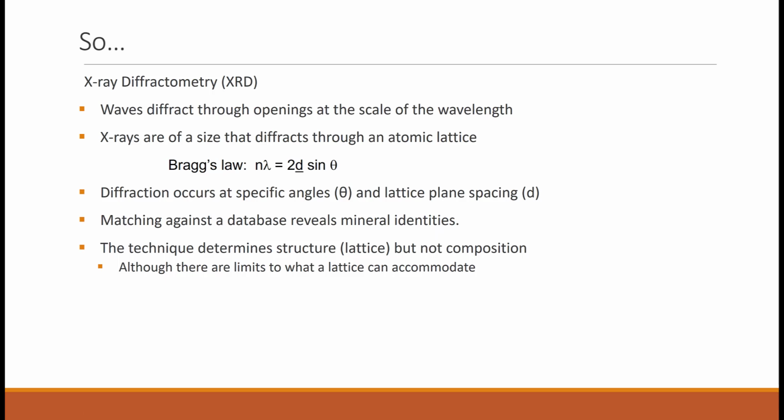And that is it. We now understand the basics of X-ray powder diffraction, and we'll be able to use it to understand the crystalline materials we're interested in.